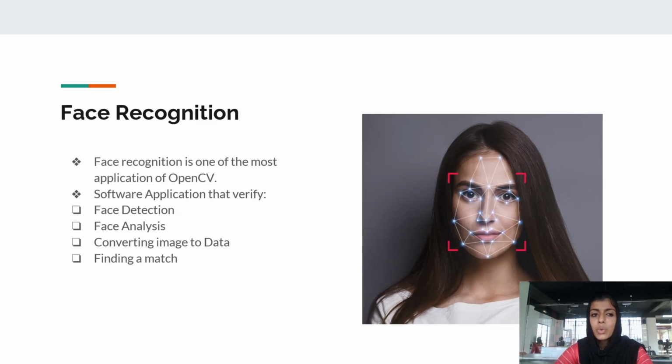Okay, so next, about face recognition. Face recognition is one of the most common applications of OpenCV. Mainly it involves face detection, face analysis, converting the image to data, and finding a match. Face recognition is mostly used, for example, by companies, where employees can enter and leave the company using their face. Another example is our phone. A phone face lock is there, right? That's also an example of face recognition.